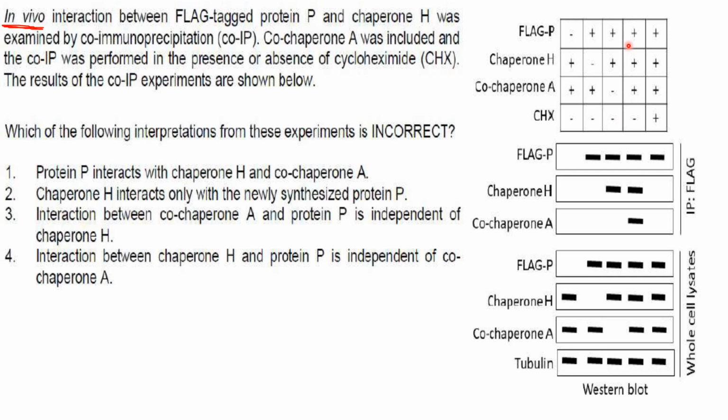Now see this one. Flag P along with chaperone H and co-chaperone A is added, you get the flag P band, and the co-chaperone A band also, showing that protein P interacts with H and A. But when you add all these 3 proteins in the presence of cycloheximide, you get only a flag P band but not of chaperone H and chaperone A.